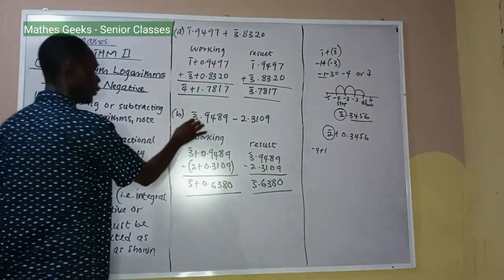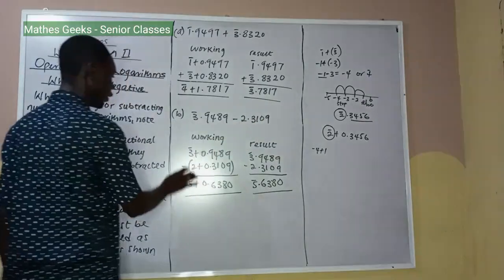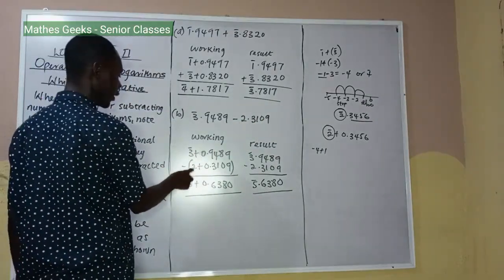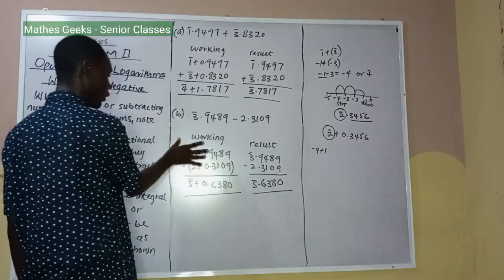B: bar 3.9489 minus 2.3109. Same thing here. Bar 3, and remember in this case the characteristic 2 is positive, but we still have to split it because we already split this part.